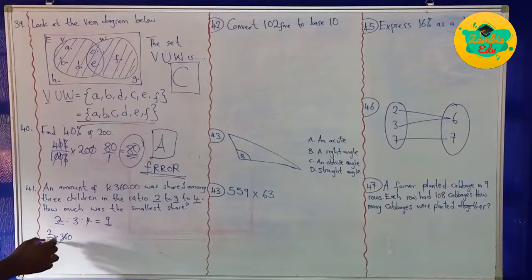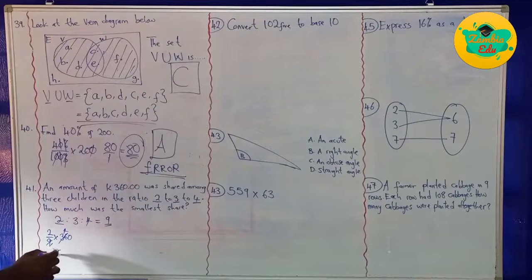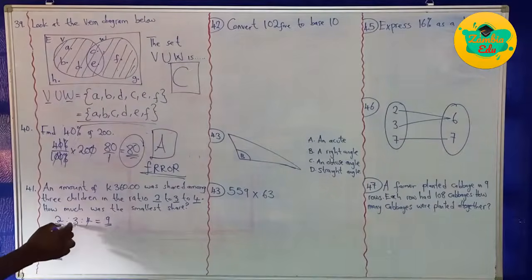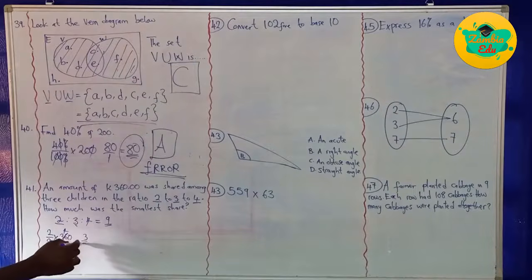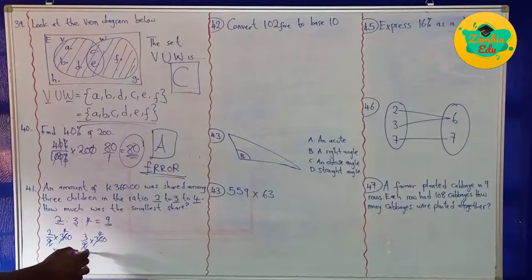9 there, 1, 9 into 36 is 4. 2 times 40 is 80. We got the second ratio, which was 3 over 9 times the 360. 9 there, 1, 9 there, 4. 3 times 40 gives us 120.